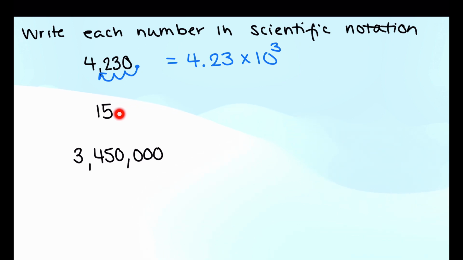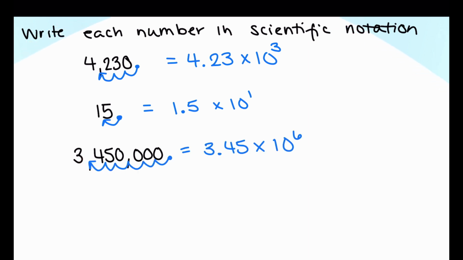Second example, we've got the number 15. We're going to move the decimal so there's exactly one non-zero digit to its left. So this time we only have to move it one place. I move it exactly one place to the left. That gives me 1.5. And since I only moved it one place, it'll be times 10 to the 1. My last one, 3,450,000. I'm going to move the decimal so that it's between the 3 and the 4. I want exactly one non-zero digit to its left. So in this case, I have to move the decimal 1, 2, 3, 4, 5, 6 places. And I get 3.45 times 10 to the 6.